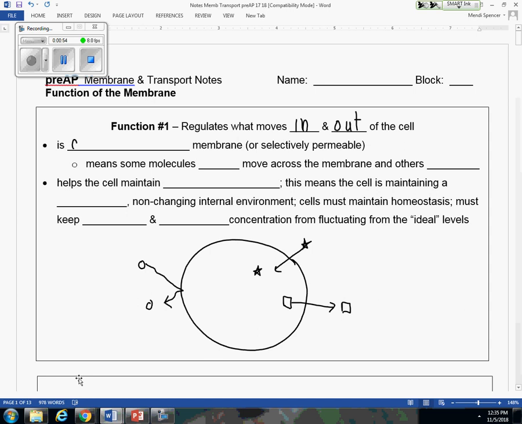the membrane is a semi-permeable membrane. Another way that we can say that is it's selectively permeable. These both mean that some molecules can move through them and some things can't.